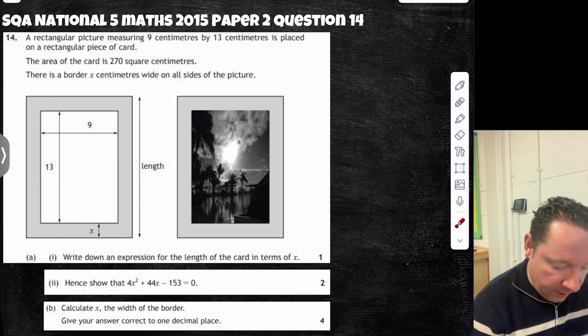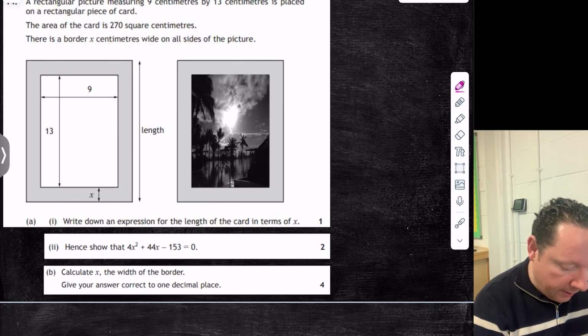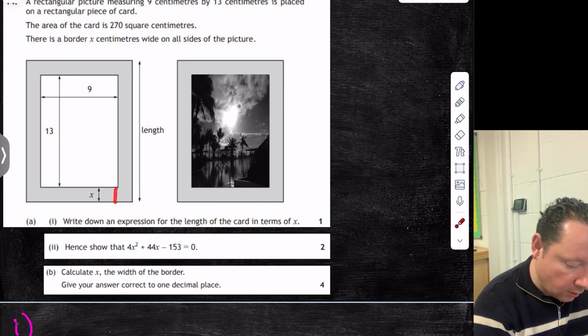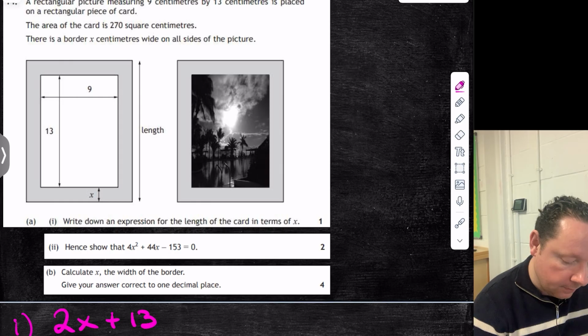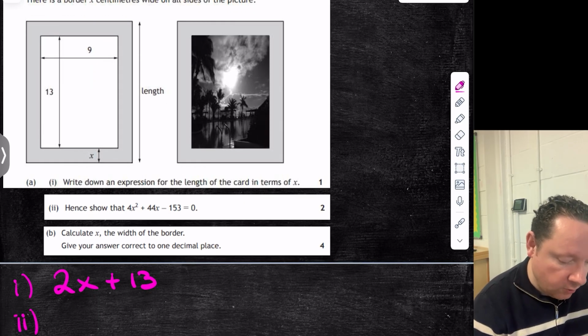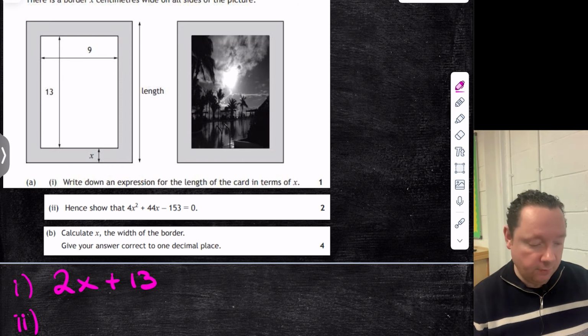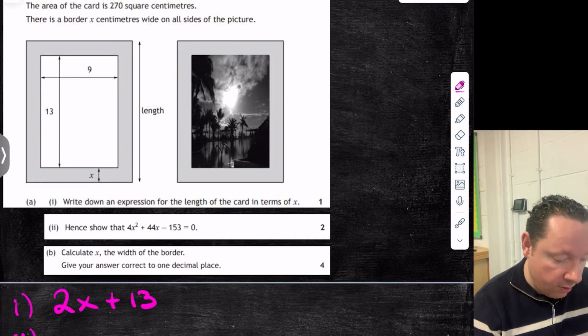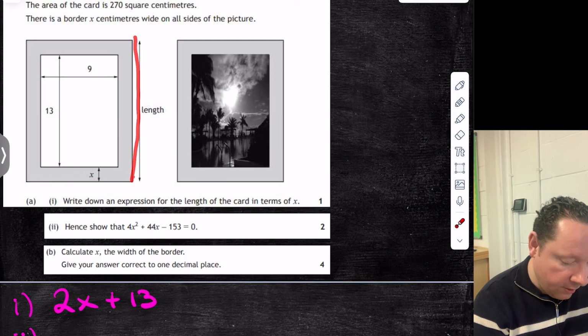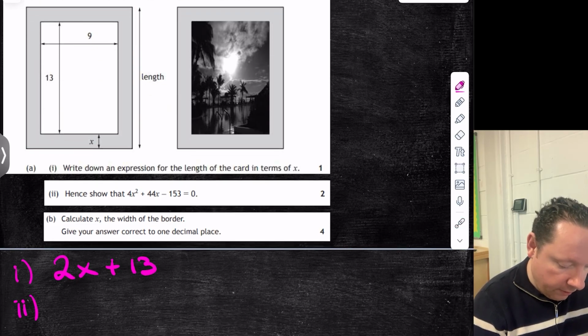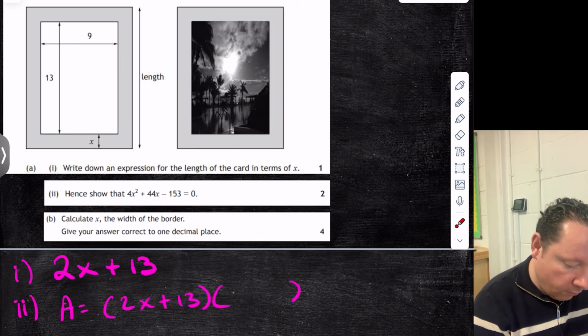Okay. Right, part A, calculate the length. So for part A, 1, well, our length is, we can just trace this out, x plus 13 plus another x. So that's 2x plus 13. Part 2. Hence, show that 4x squared plus 44x minus 153 equals 0. It doesn't seem to tell you much, but basically we're going to use the area, because the area of the card is 270. So I write down what the area is. It's this length times the breadth. So our area equals 2x plus 13 times, now we've got 9 plus another 2x, so 2x plus 9.